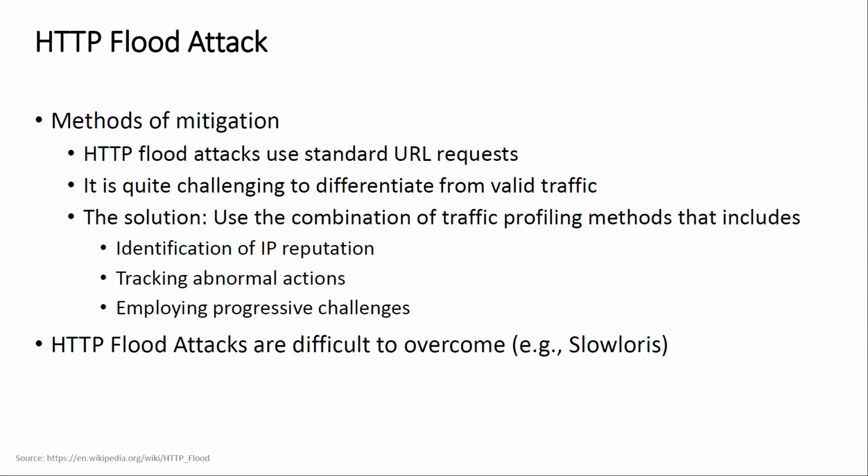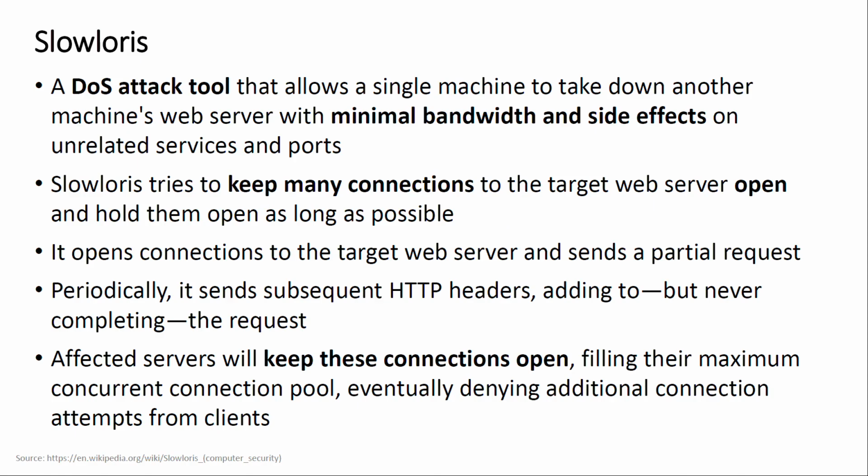Methods of mitigation are as follows. HTTP flood attacks use standard URL requests. It is quite challenging to differentiate them from valid traffic. The solution is to use a combination of traffic profiling methods that includes identification of IP reputation, tracking abnormal actions, and employing progressive challenges. HTTP flood attacks are difficult to overcome. An example is Slowloris. So what is Slowloris?